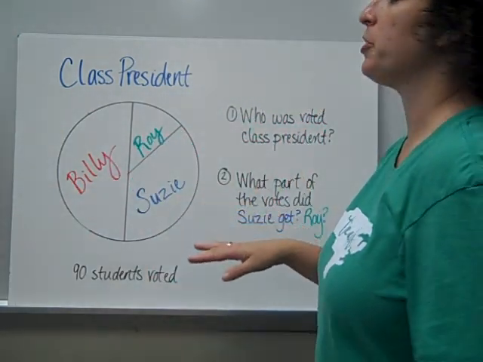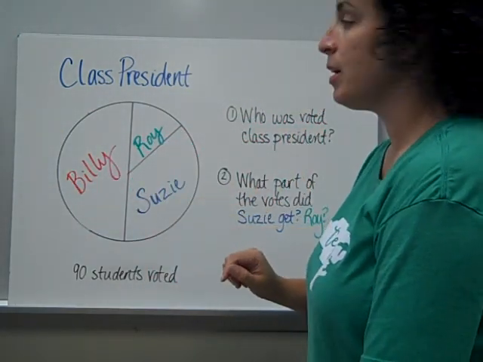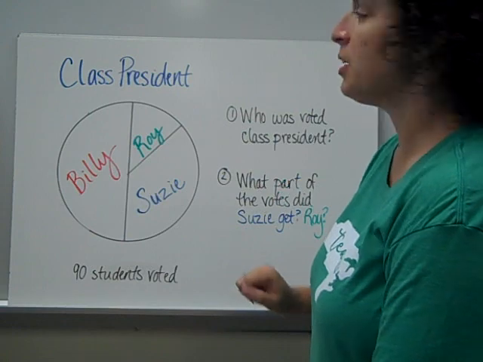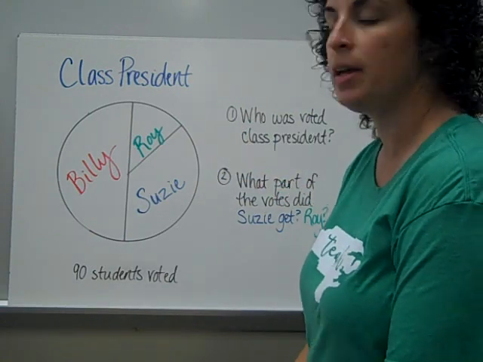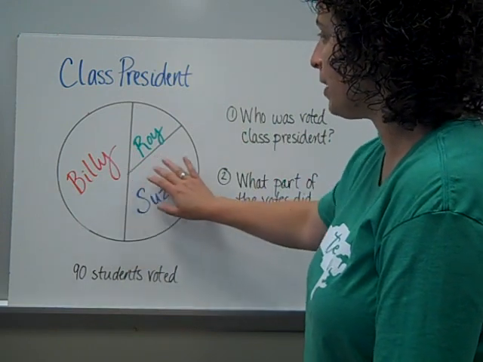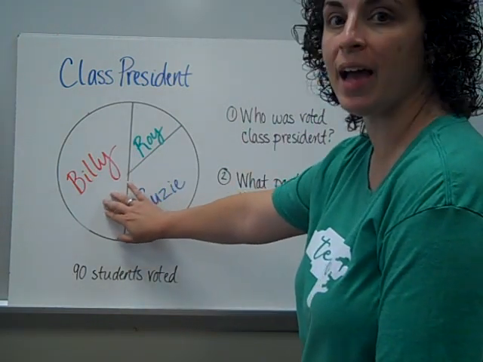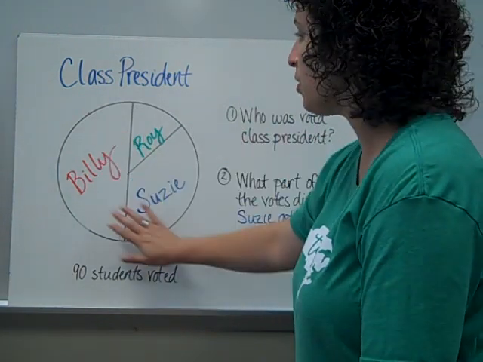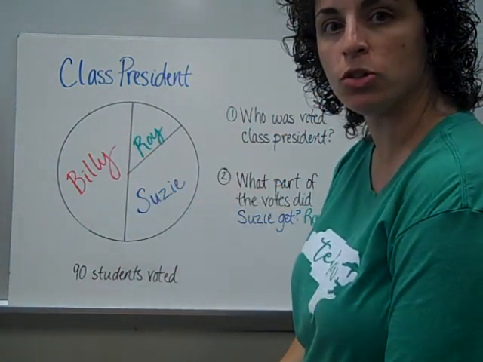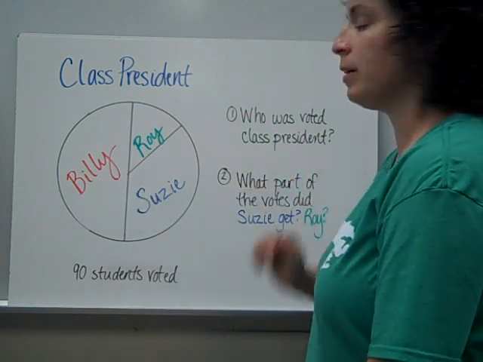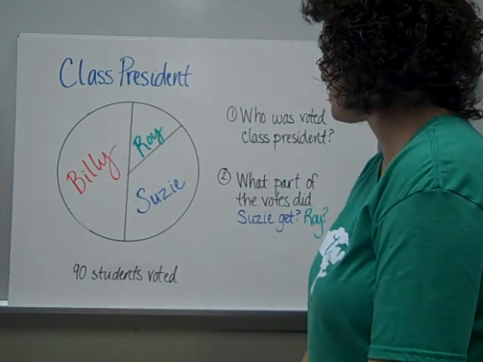I'm going to continue to read the graphs here. This time we have a circle graph or pie chart about class president. First question says, who was voted class president? Well, you remember that each wedge is showing how much that particular student got out of all of the votes. And so since Billy has the biggest wedge or the biggest piece, then Billy was voted class president.